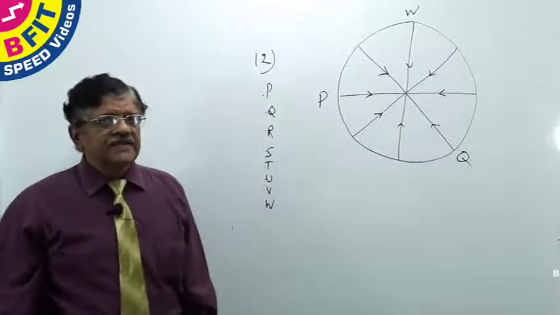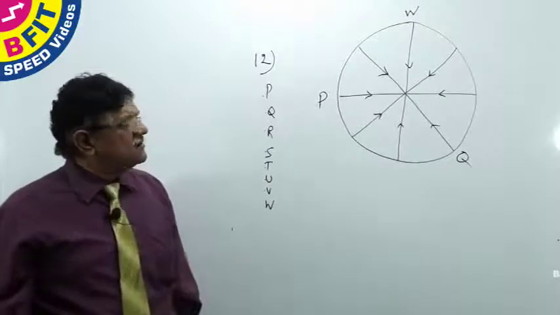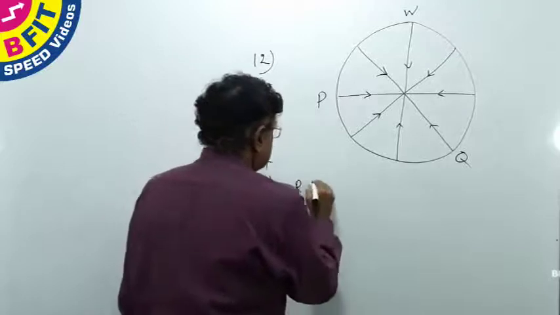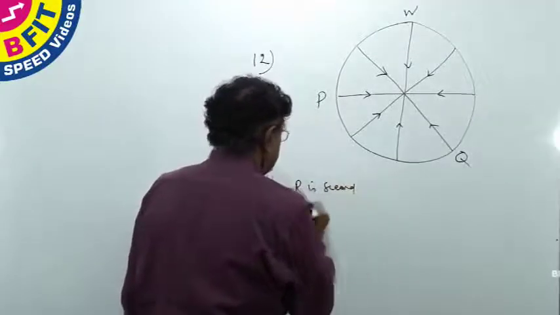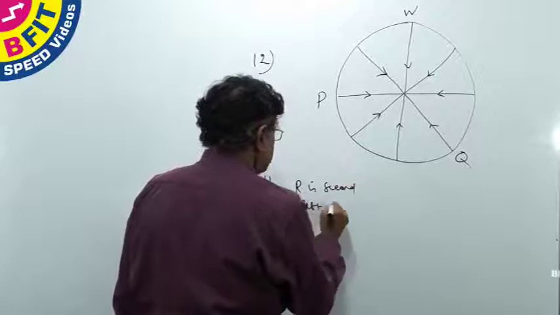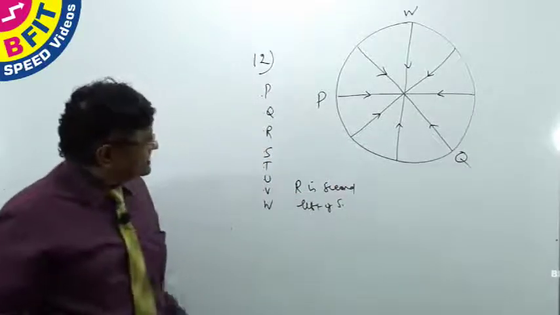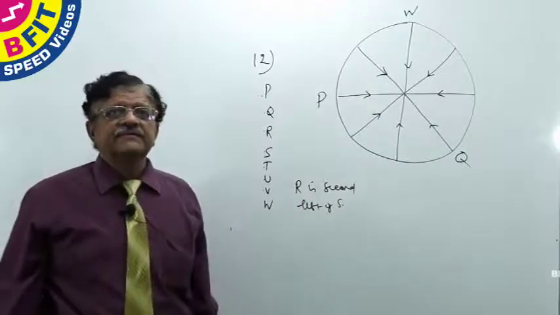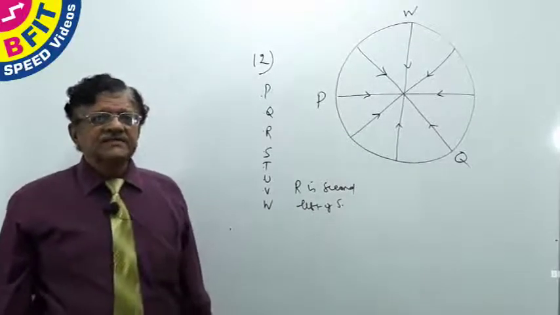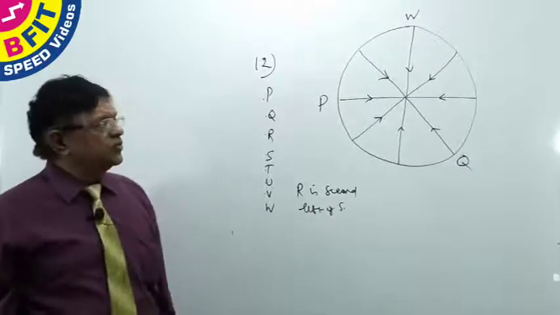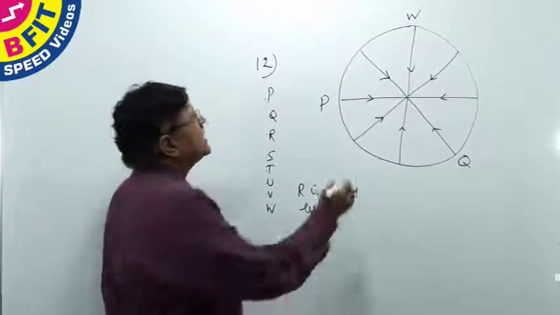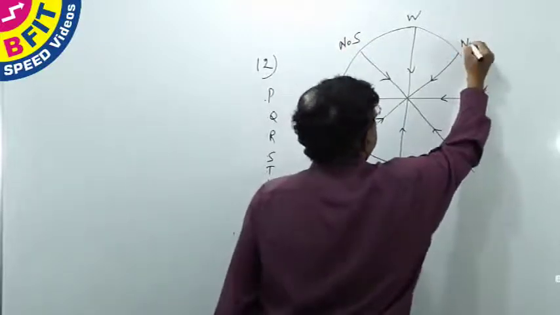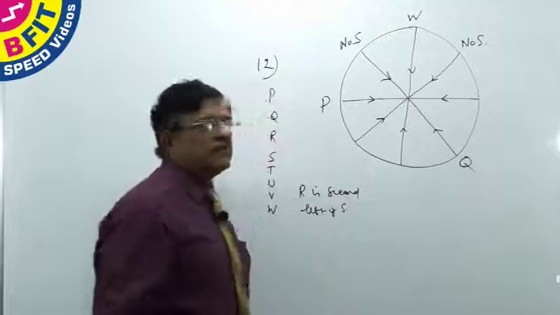R is sitting second to the left of S. We don't know where to mark S, therefore temporarily we will park this clue. We will come to it a little later. S is not an immediate neighbor of W, therefore S cannot be here. S cannot be here.